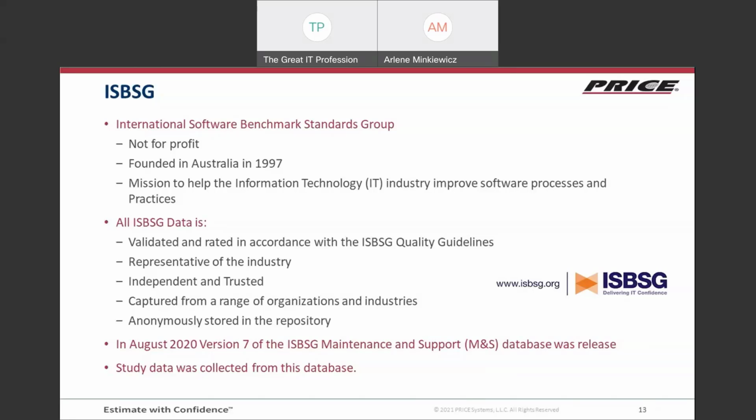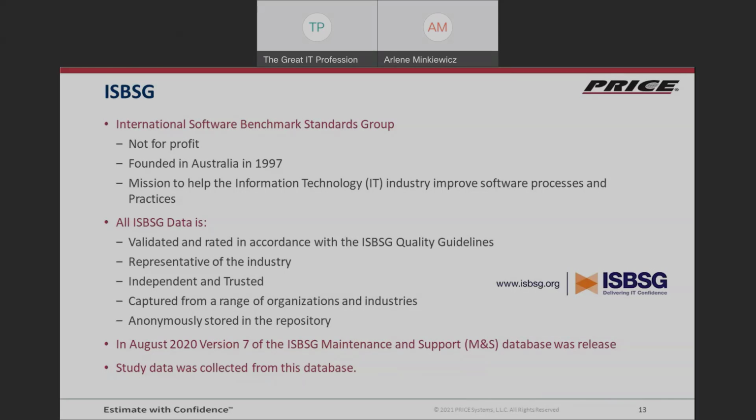It represents the IT industry. They are beholden to no one, so they're independent and trusted. They reach out to many organizations. Most of the organizations they get data from are commercial organizations. They have some data that represents government projects, but most of it is from more commercial industries, not necessarily government or government contractors. Data is stored anonymously. In August 2020, the version 7.